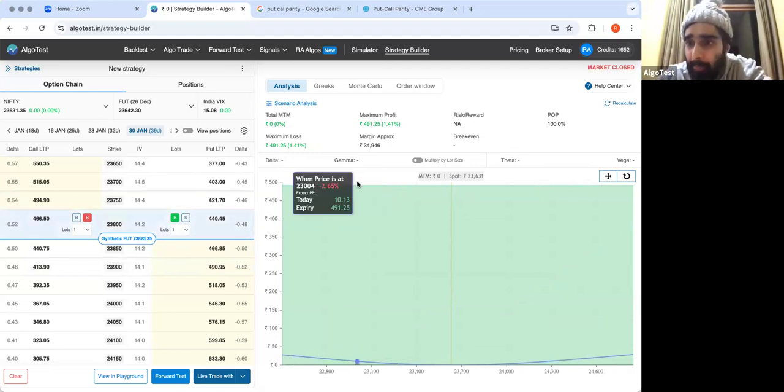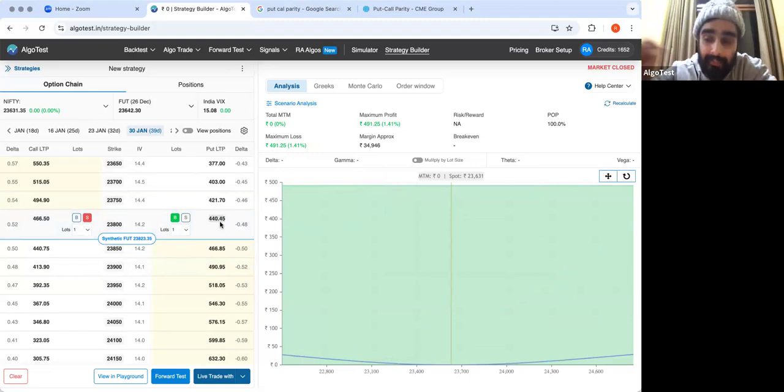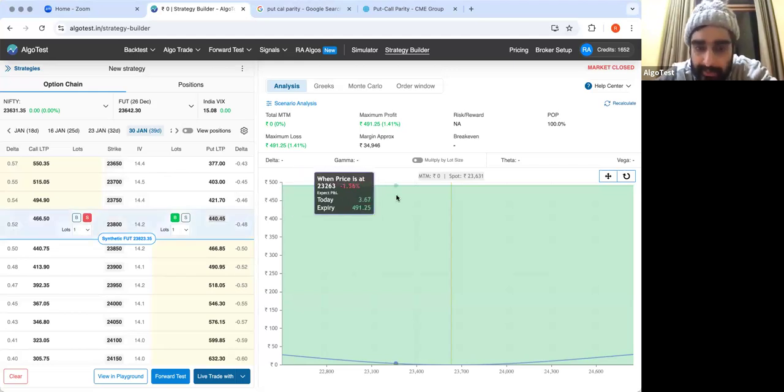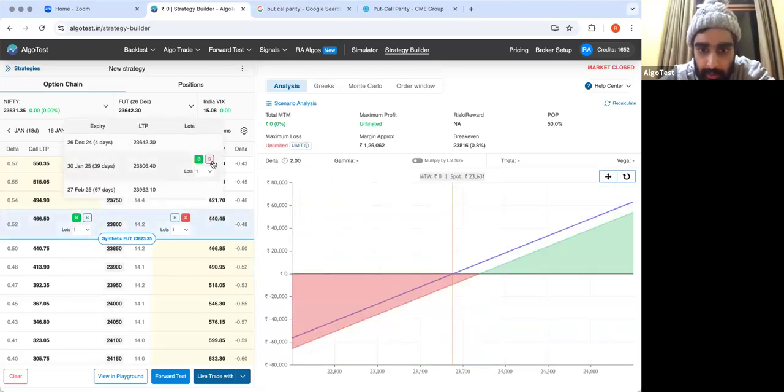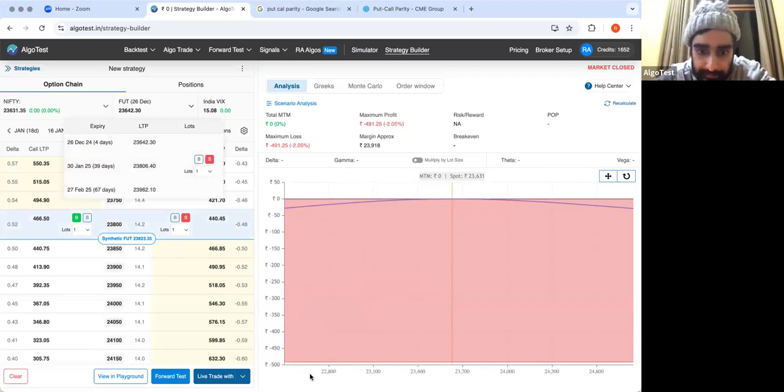And there's a reason why this is positive. It has to do with the fact that these both are LTPs. They're not the exact bid-ask prices at that split second when this snapshot was taken. These were LTPs. So there'll be some difference in the IV of the call and the put, which is why this is showing up as plus 500 rupees. If I were to do this the other way, here it'll show minus 500 rupees.